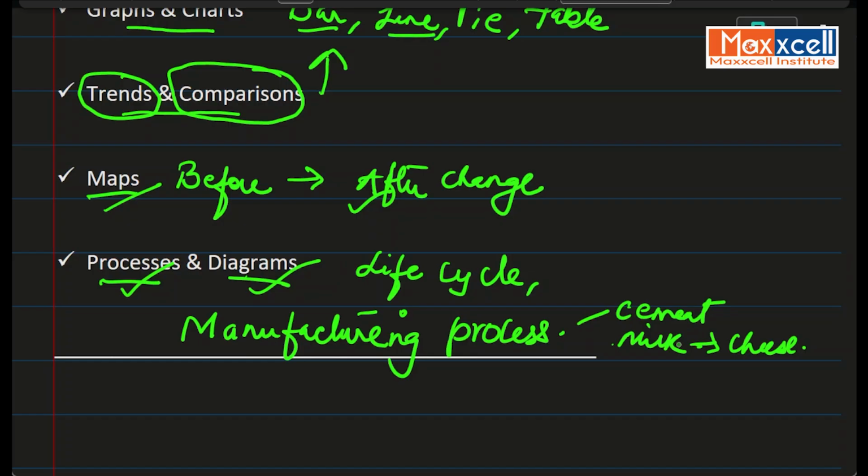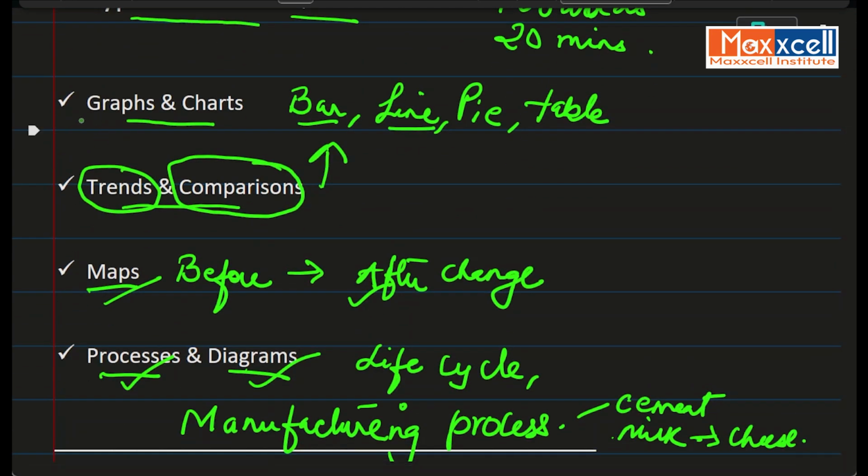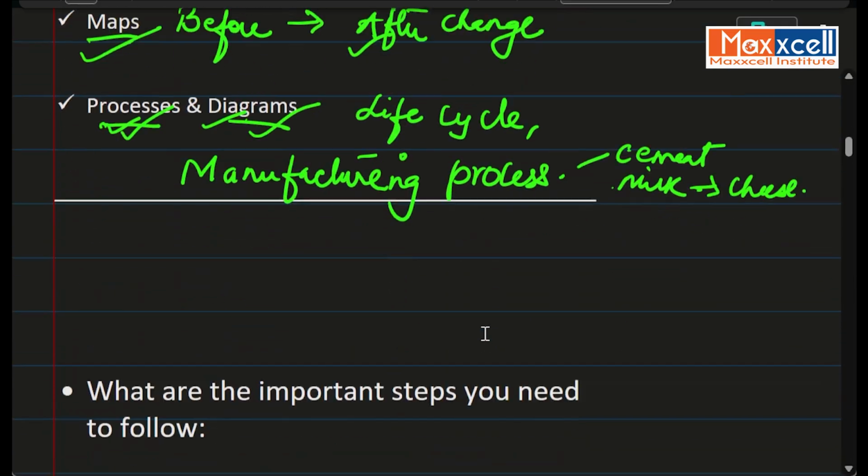ओके, सो हमें ये ध्यान में रखना है जब भी हम टास्क 1 अटेम्प्ट करें, ये ऑलवेज रिमेंबर दैट इट कैन बी इन रिलेशन टू ग्राफ्स एंड चार्ट्स, इट कैन बी इन रिलेशन टू ट्रेंड्स एंड comparisons, maps and processes and diagrams. So once you know that these are the expected questions in relation to task 1, then tackling them becomes quite an easy task. Okay, so चलो आगे बढ़ते हैं.